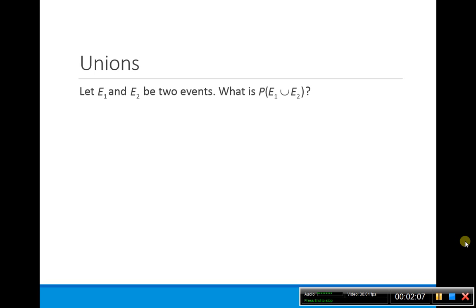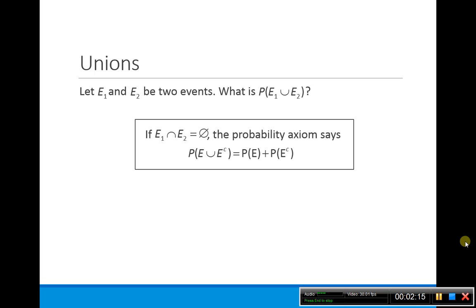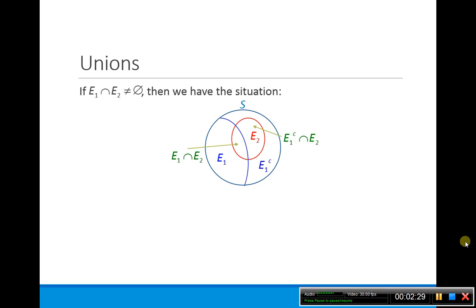Okay, so now let's talk about unions. If we have two events, E1 and E2, we want to know how to define the probability of a union of events. We already know from the probability axiom that if E1 and E2 are disjoint, then the probability of the union is the sum of the probabilities. Now what if E1 intersect E2 is not the empty set? This picture gives an example. Notice here we have some overlap. This is our E1 intersect E2 and it's not empty.